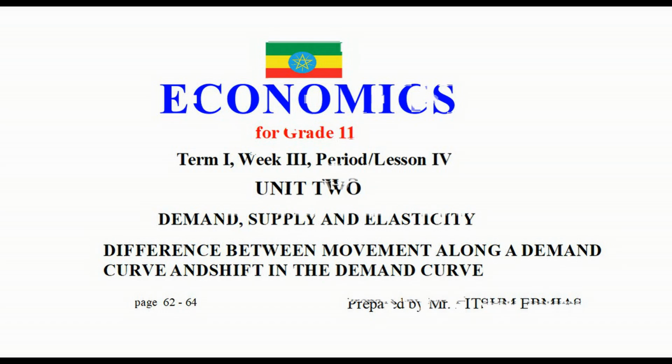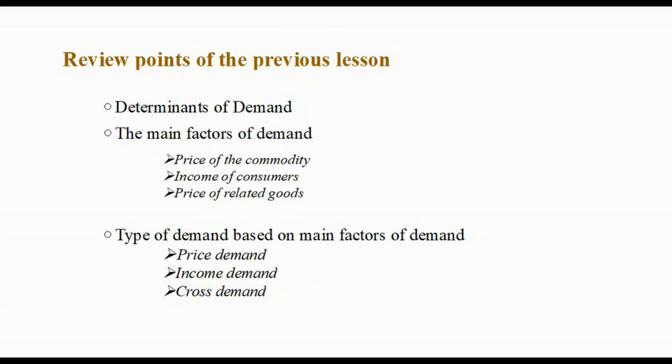Students, before we go to the main part of today's session, let us briefly revise the previous one. In the previous lesson, we discussed determinants of demand, and we listed a number of factors that affect individual demand. Among them are the price of a commodity, income of consumer, price of related goods, taste and preference, future expectation of change in price, climate, the size of population or the number of households, and distribution of income and wealth. These are the major factors that we discussed in the previous session.